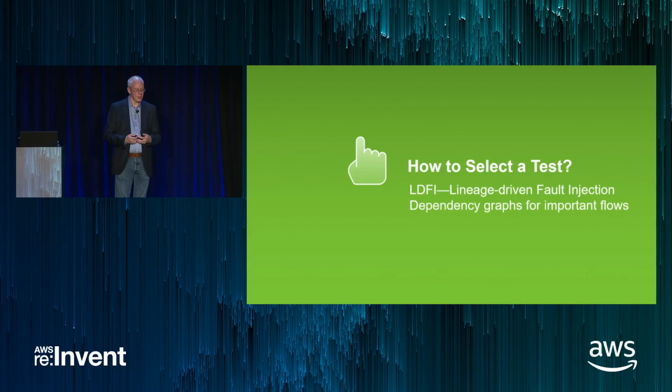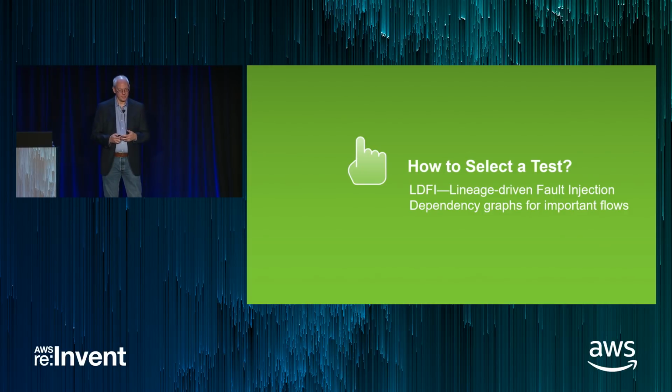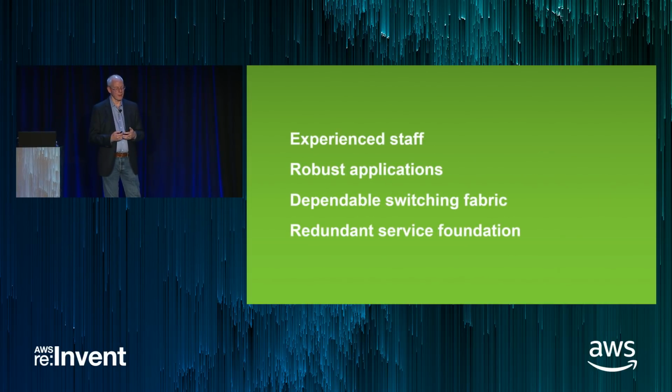All right. How do you pick a test? Lineage-driven fault injection: there's a QCon London talk from last year about this. You build dependency graphs and track those. So I can finally get to the end. What you really want here is experienced staff. You want robust applications. You want a dependable switching fabric, and then a redundant service foundation. You put all those together, you can build four nines, five nines, an invincible, totally resilient system. But getting all these lined up is quite a lot of work, right?